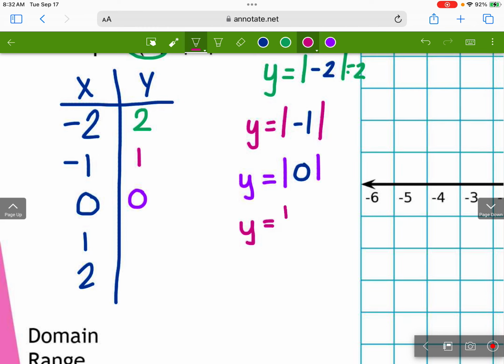Next one is y equals the absolute value of 1. What is the absolute value of 1? Positive 1. So that's why I didn't want you to think opposite. It's a positive 1. What is the absolute value of positive 2? Positive 2. It's 2 steps away from 0. So this gives us a list of points to plot.